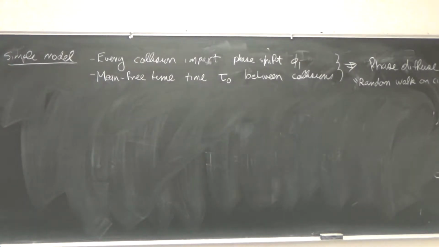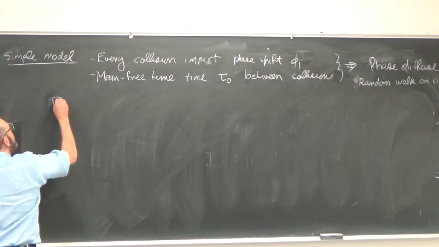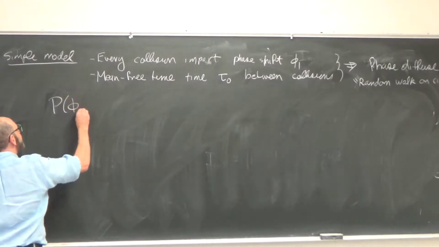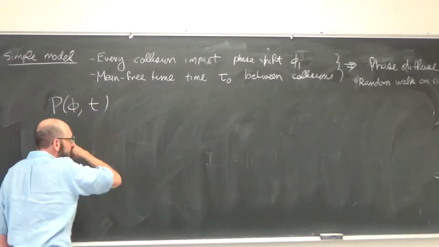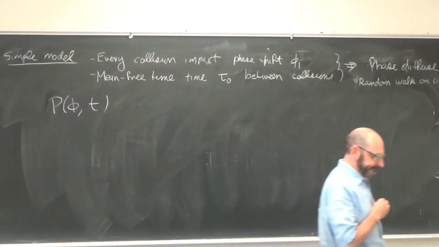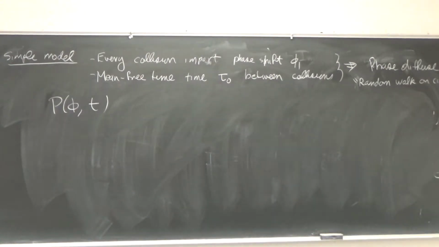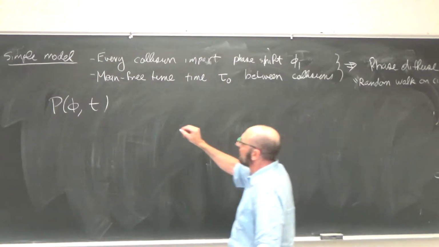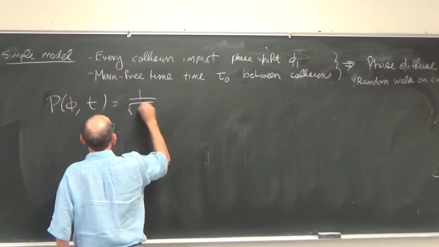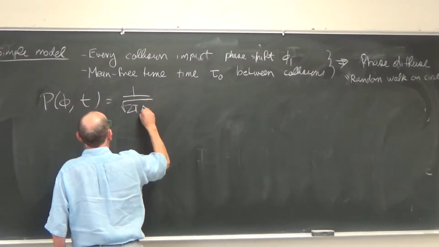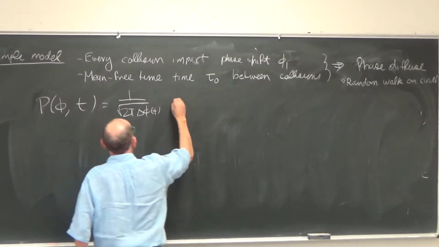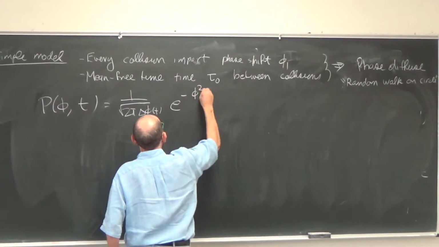And on a random walk, we know that the probability of seeing a certain phase after a certain amount of time is what? Listening? A Gaussian distribution, right? So I'm going to get some Gaussian distribution here, with some variance and a mean of 0.